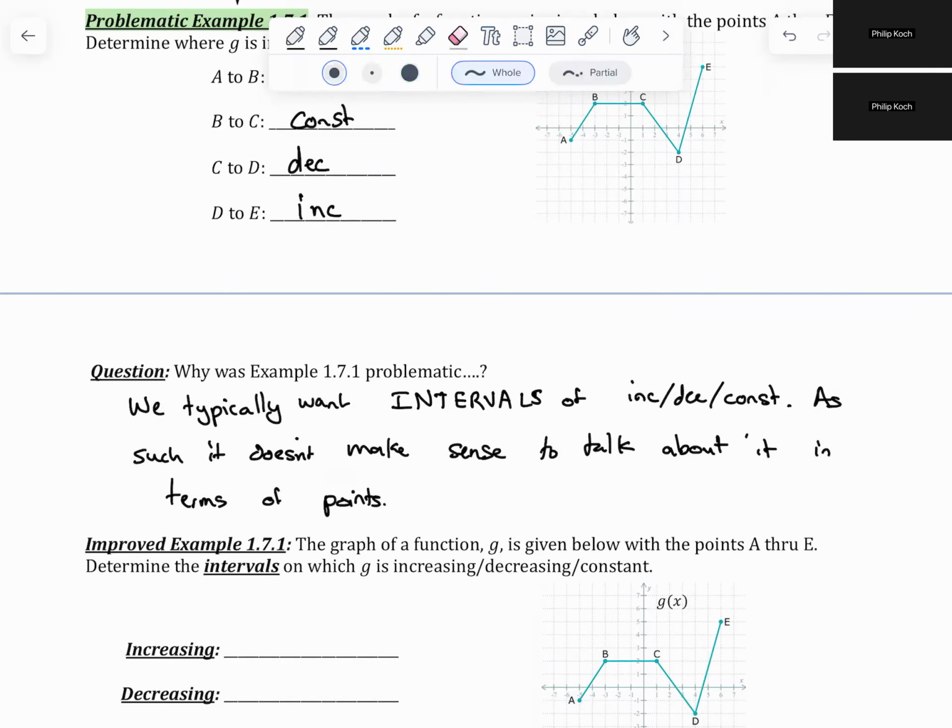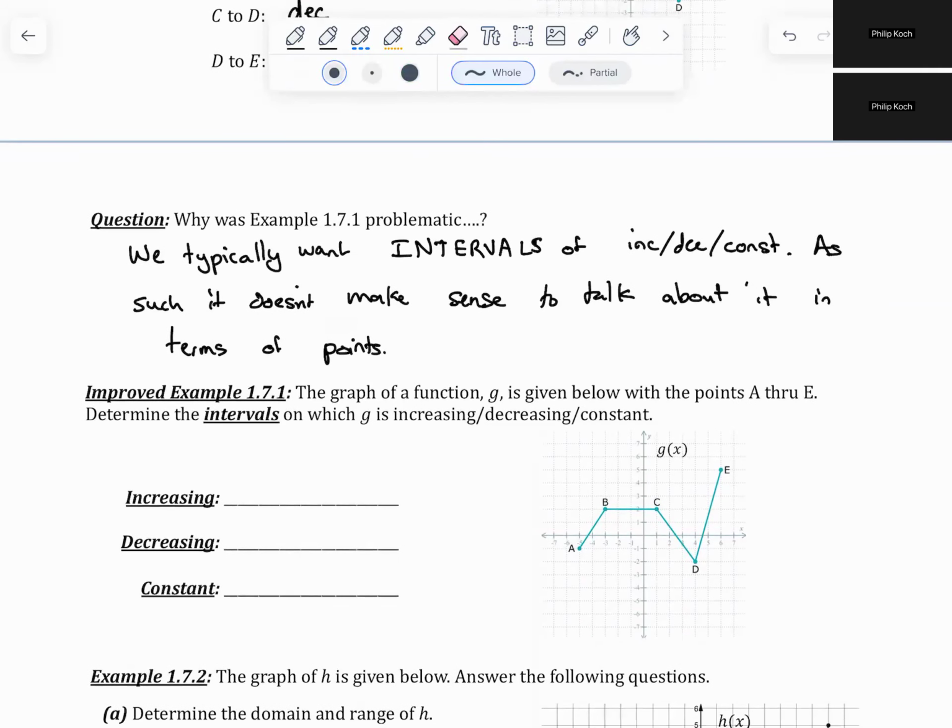So this is an improved version of that question. Graph of G is given below for points A through E. Determine the intervals on which G is increasing, decreasing, and constant.